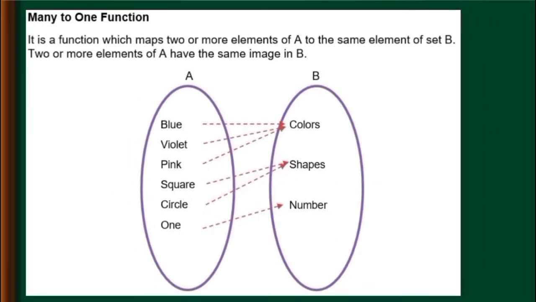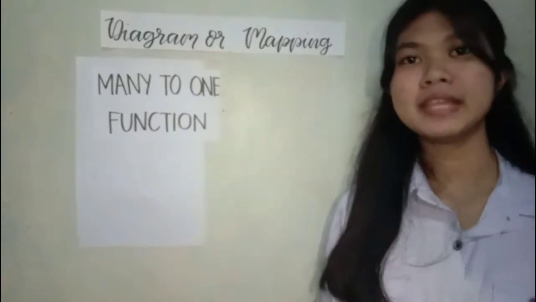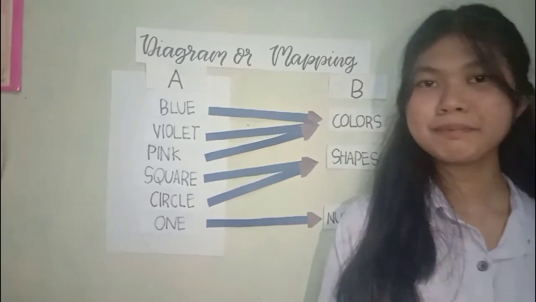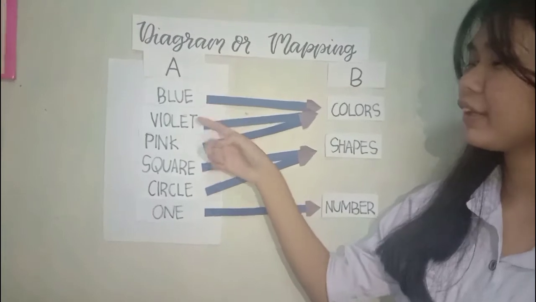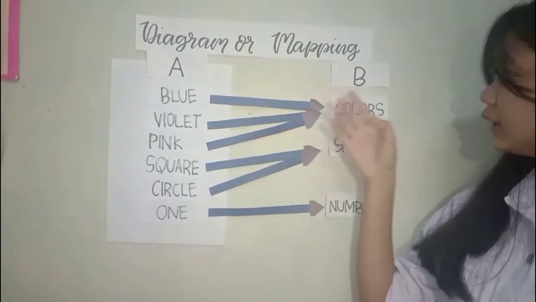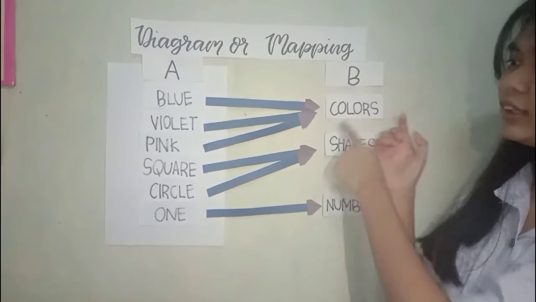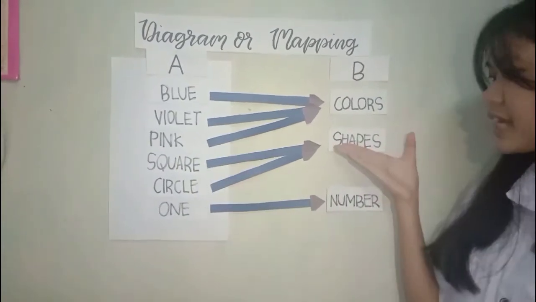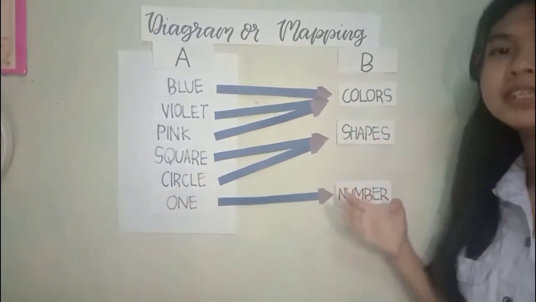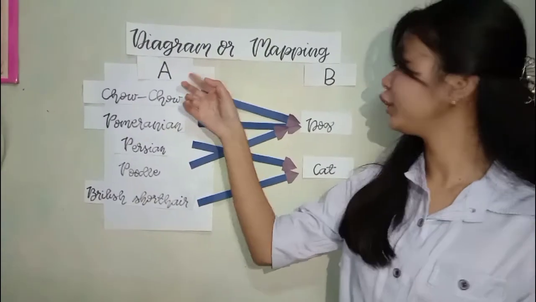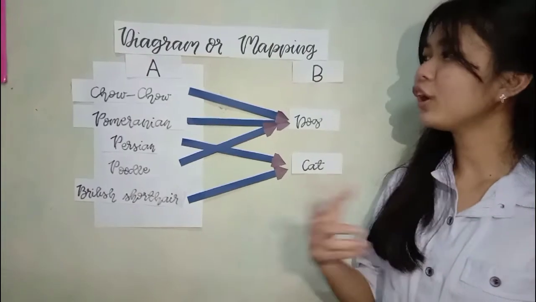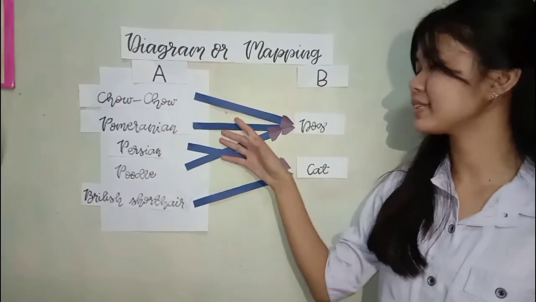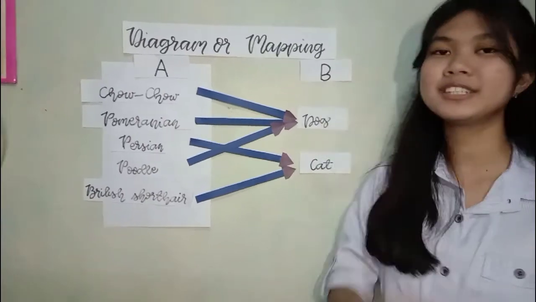It is a function which maps two or more elements of A with the same element of the B. For example, A and B. The three elements of A, which are blue, violet, and pink, will map the element of the B, which is colors; square and circle, shapes; and one, number. Another example, A for domain and B for the range. We can see in this example that two or more elements of A will map the same element in the B or in the range.